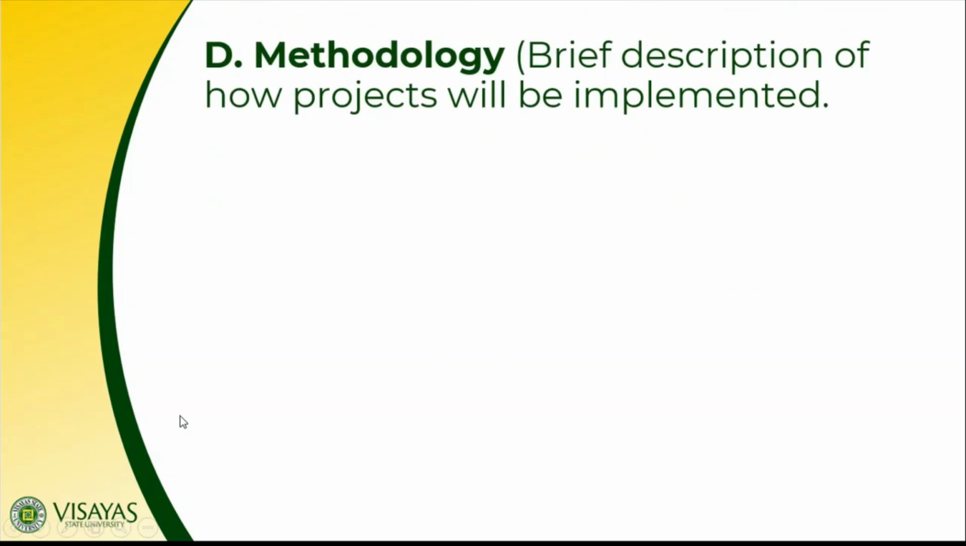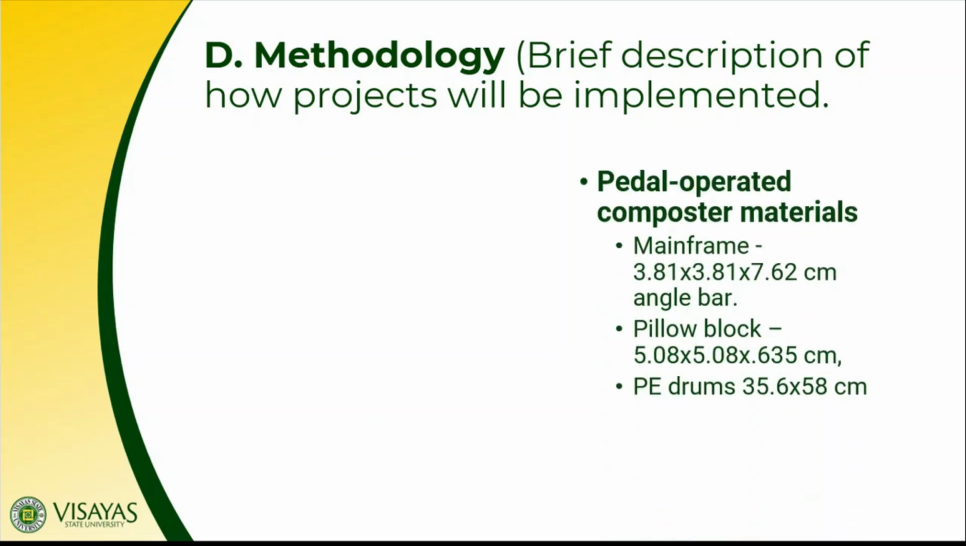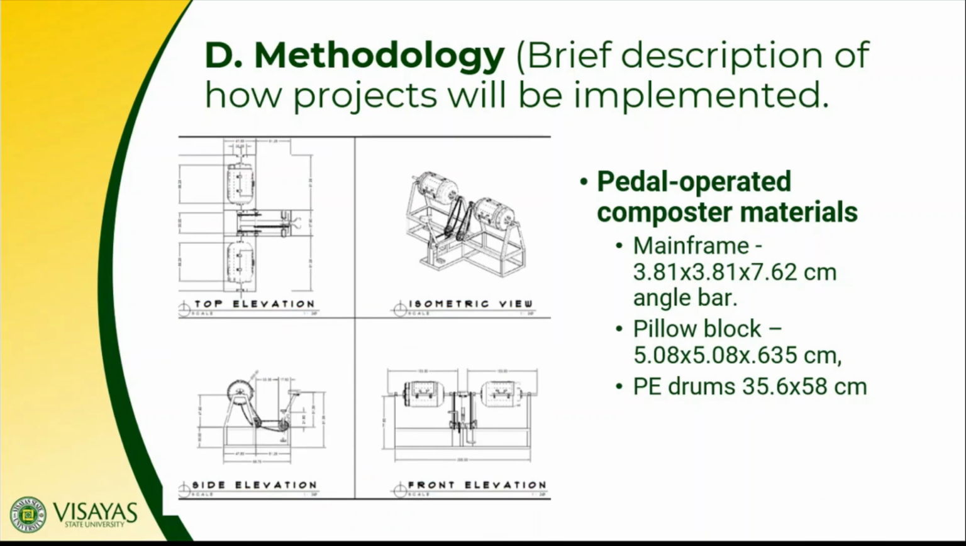Moving on, methodology: how to create the pedal-operated composter. This section briefly describes how the project will be implemented. Here are the materials needed for the composter. These include the main frame using angle bar, pillow block, PE drum, and the chain. I forgot to mention the use of a welding machine.